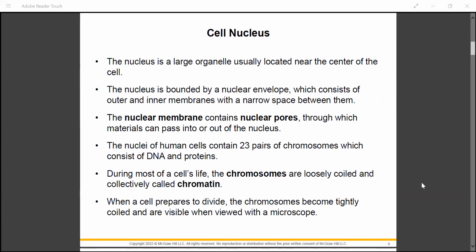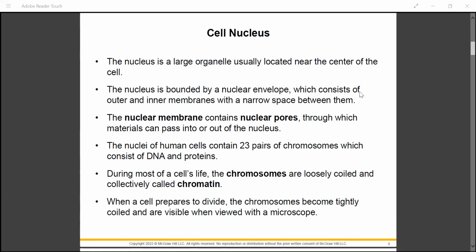Okay, our first organelle that we'll talk about is the cell nucleus, because this is kind of the most important one as it houses all of our genetic material. So it's usually located close to the center of the cell. It's bound by what's known as the nuclear envelope, and that has both an outer and inner membrane with a little bit of space in between. So that nuclear membrane contains nuclear pores, which are more or less holes where different materials can pass into or out of the nucleus as needed.